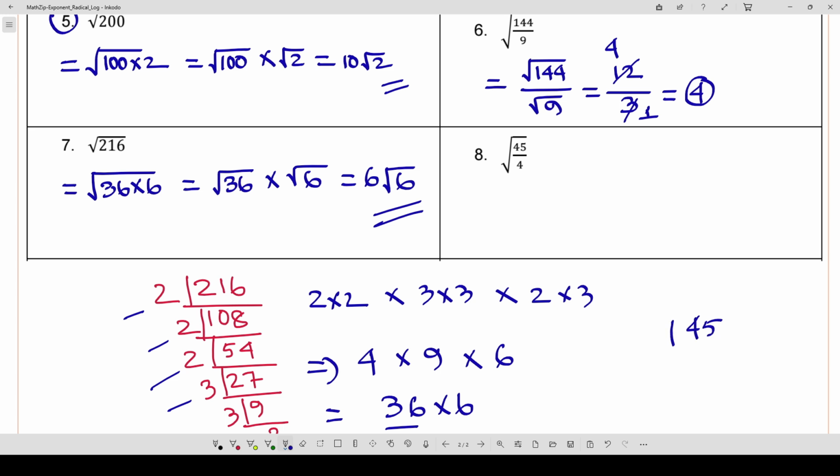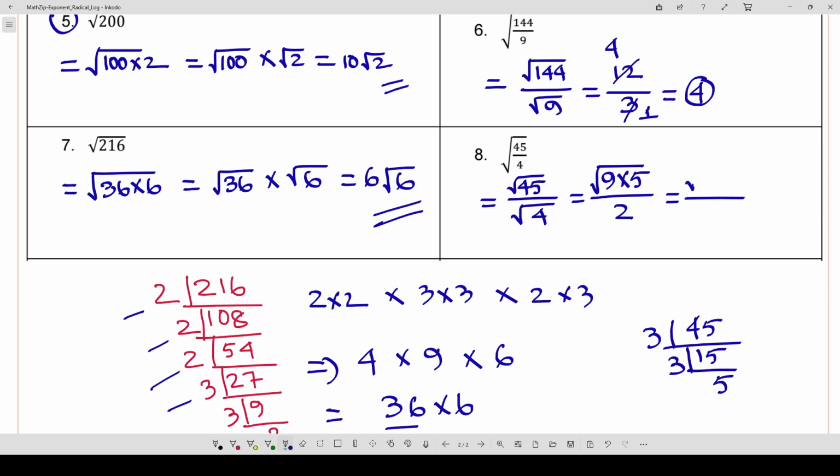What about root 45 over 4? 45, we can divide by 3, it will be 15. Again, we can divide by 3, we will get 5. So 5 is a prime number. So this one we can write first as root 45 divided by root 4. Then again root 45, we can write 3 times 3 is 9. 9 is a perfect square, times 5. Root 4 means 2. This one we can segregate like root 9 times root 5, divided by 2. Finally, root 9 means 3, and here is root 5, divided by 2, and this is our answer.